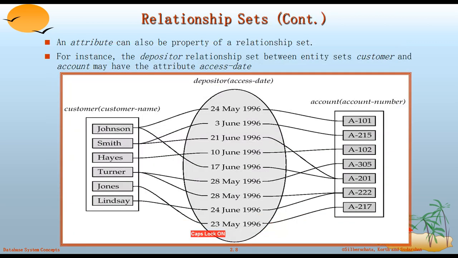An attribute can also be a property of a relationship. For example, the depositor relationship set between entity sets customer and account may have the attribute access date. So in some circumstances, the relationship set will have an attribute. It represents the deposited date or the access date from the customer entity to the account number.